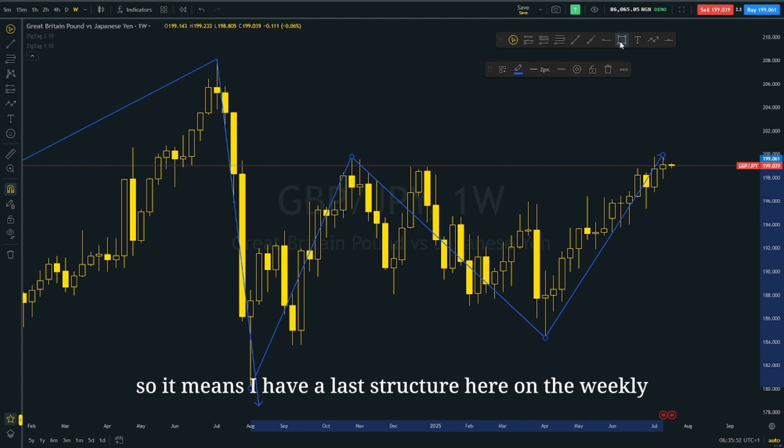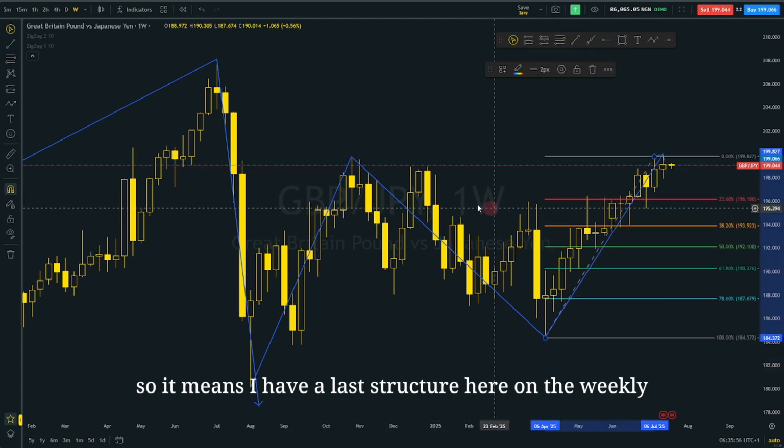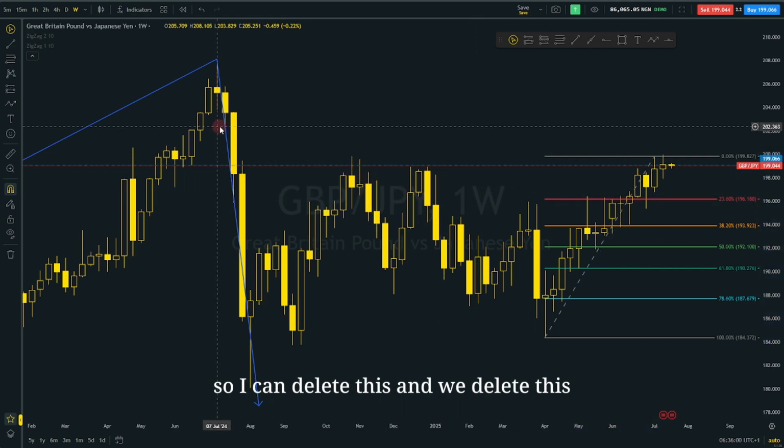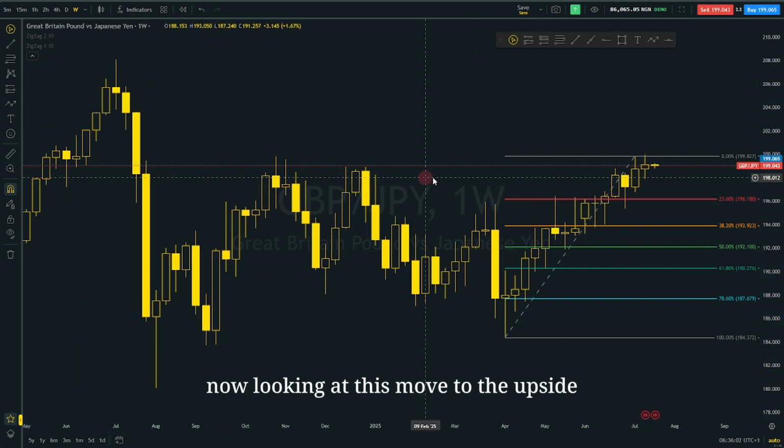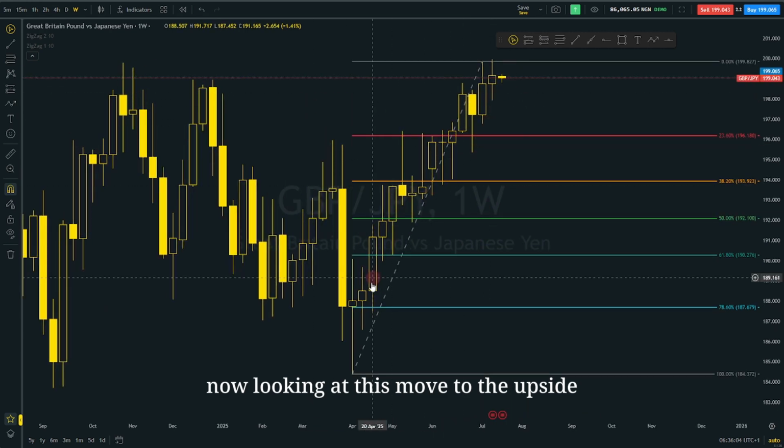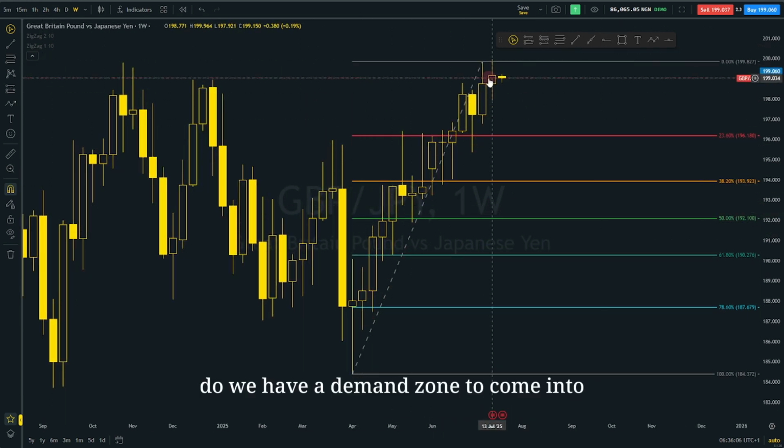So it means I have a last structure here on the weekly. So I can delete this and we delete this. Now looking at this move to the upside, do we have a demand zone to come into? Yes, we do have a demand zone to come into.